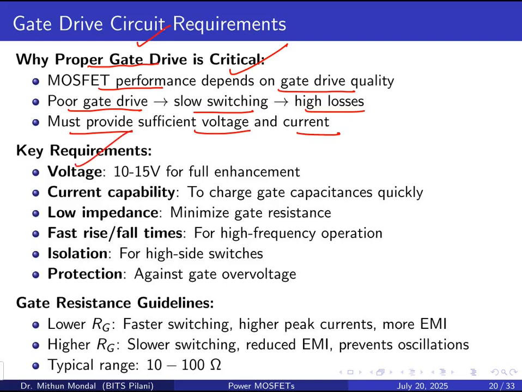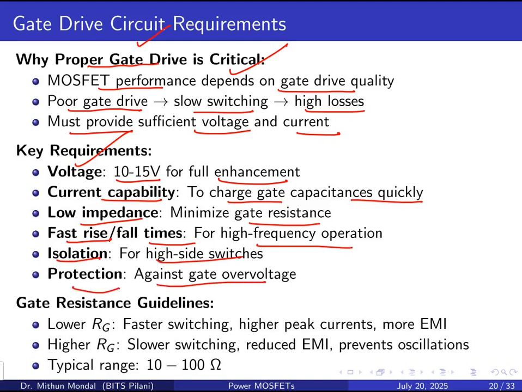The voltage should be 10 to 15 volts for full enhancement. The current capability should charge the gate capacitance quickly. There has to be low impedance to minimize the gate resistance. There has to be fast rise and fall time for high frequency operation. Isolation has to be there for high side switches, and protection has to be there against gate over voltage.